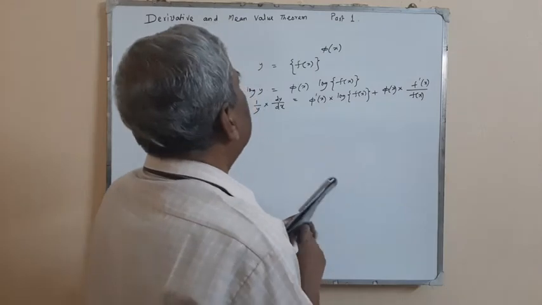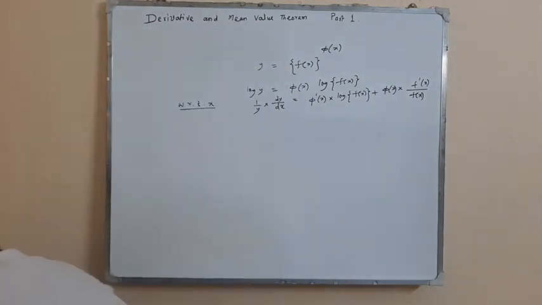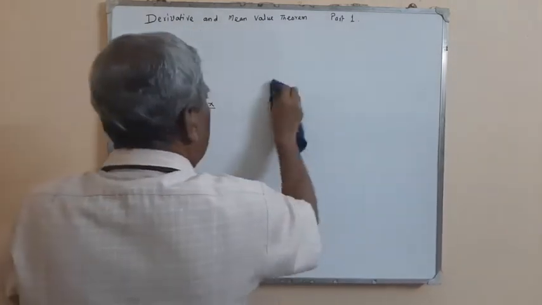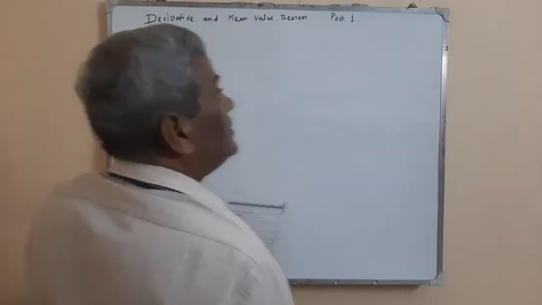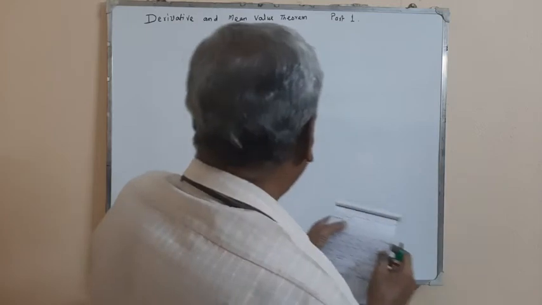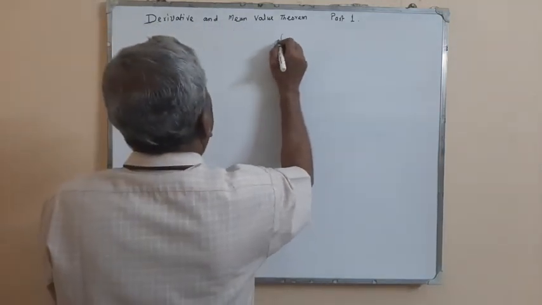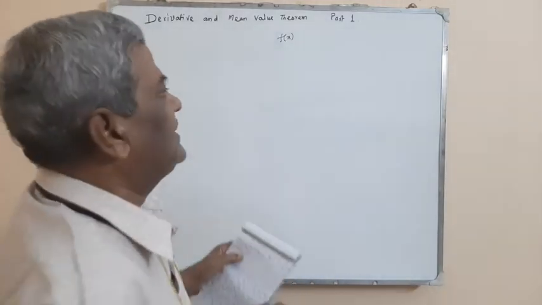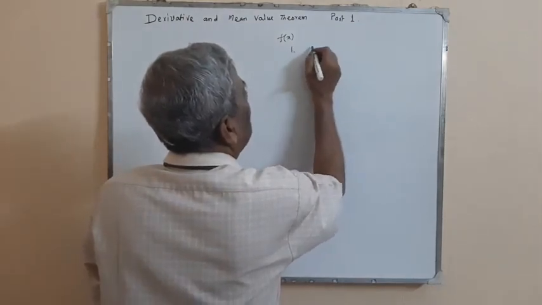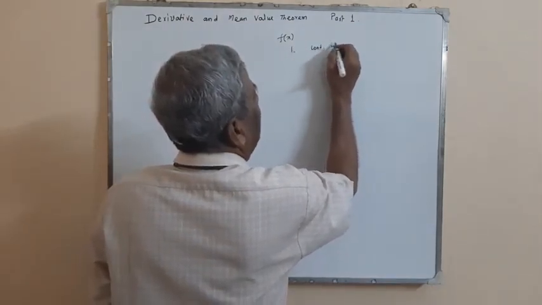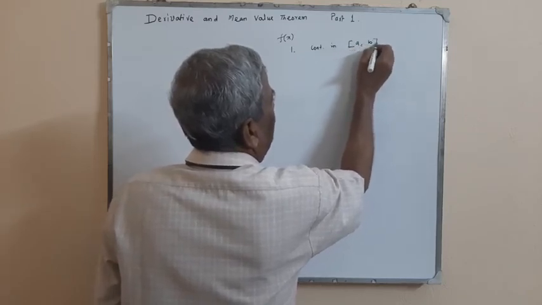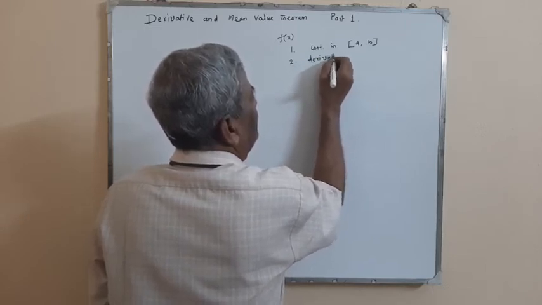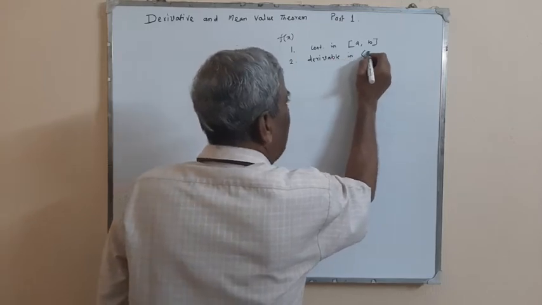The next one is the Rolle's theorem. Suppose f x is a function such that it satisfies simultaneously three conditions. Number 1, continuous in closed interval AB. Number 2, derivable in open interval AB.